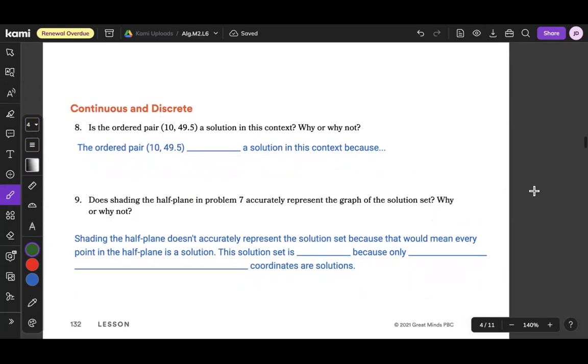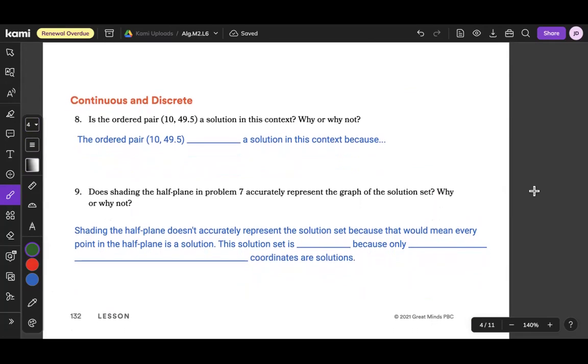You just need to tell me yes or no. And then for number 9, does shading the half plane in problem 7 accurately represent the graph of the solution set? Why or why not? So think about this, I'm even going to give it to you, this blank that we have right here is going to be either discrete or continuous. So think to yourself, if I am talking about somebody buying tacos and burritos, would that be discrete or continuous?